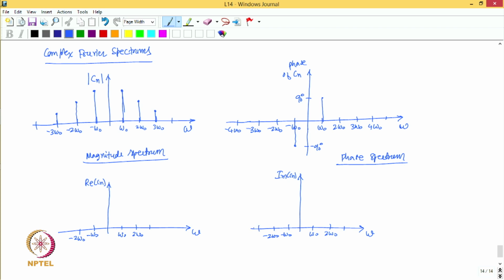So, the real parts of these components are equal, because the components are complex conjugates, while the imaginary parts are negatives of each other. So, it will be asymmetric with respect to the imaginary axis.